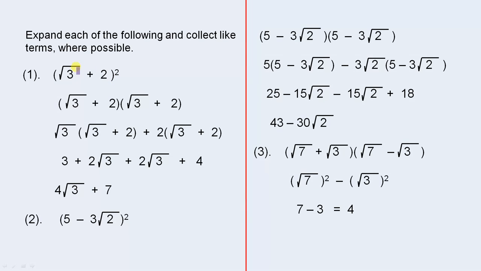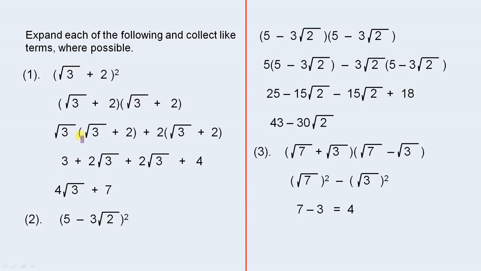So for example 1, we have the square root of 3 plus 2 all squared. Now we know from previous videos that when we square something, we multiply it by itself. So in this particular case we have the square root of 3 outside of the square root of 3 plus 2, that's that part there, plus 2 outside of the square root of 3 plus 2, which is that part there. So now we remove the grouping symbols for each of those parts.